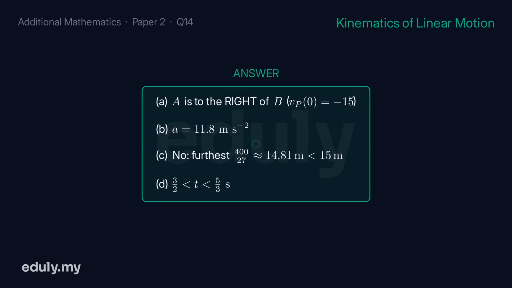To recap, A is to the right of B since the velocity at A is negative. The acceleration is 11.8. P does not reach B. It gets about 14.8 meters, short of 15. And both particles move left only between 3/2 and 5/3 of a second.